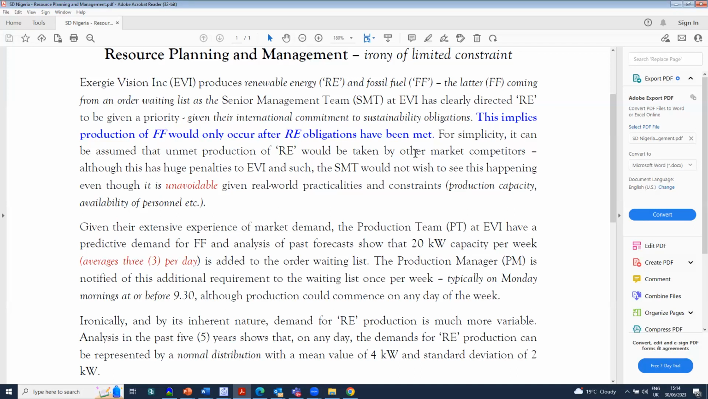This implies production of fossil fuel will only occur after renewable energy obligations have been met.